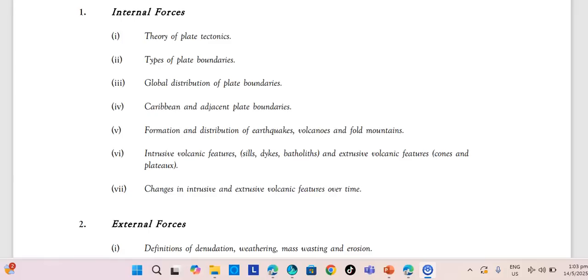Where do fold mountains happen? Mostly at convergent plate boundaries. So let me ask you now, what happens at convergent plate boundaries again? The plates are doing what? What are the plates doing, students, at convergent plate boundaries? They are crashing into each other. Very good. All right, so fold mountains happen at convergent plate boundaries.